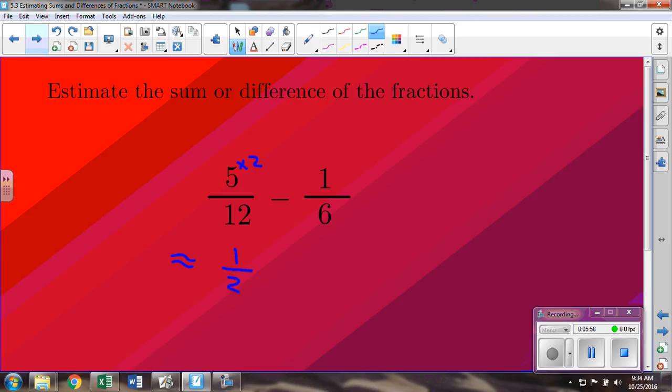What about 1 and 6? Okay, no confusion there, that's 0. So half subtract 0. That's about the number half. Now again, I want to emphasize, we're not getting exact answers. These are estimates, just seeing if we're ballpark. About what number would it be?